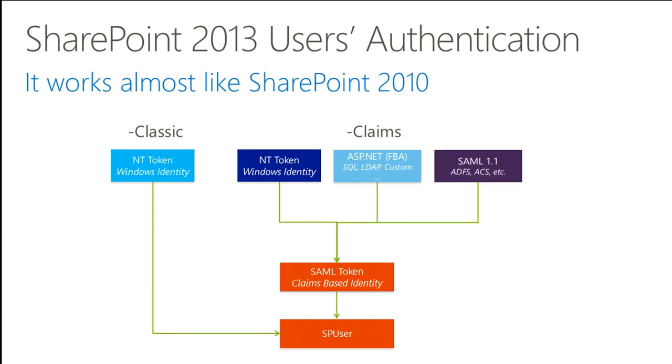Moreover, we also have the capability to authenticate users through SAML 1.1 tokens. SAML stands for Security Assertion Markup Language, and allows us to authenticate users using external Active Directory Federation services or Windows Azure Access Control services or any other identity provider compliant with WS Federation, Passive Requester, and SAML 1.1 tokens. And again, when we use SAML 1.1, we end up having claim-based identities and SP user from a SharePoint perspective.